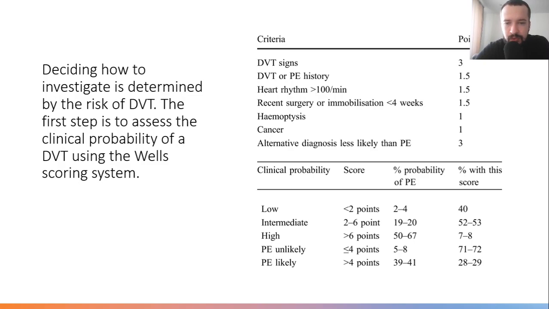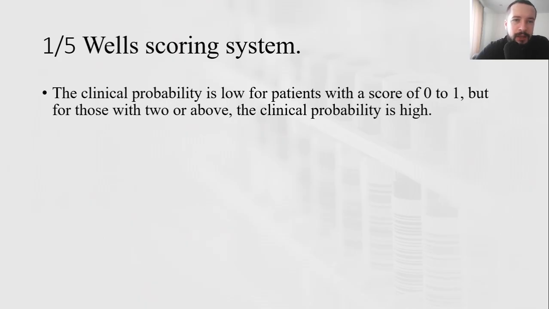Score less than 2 points, 2 to 6, more than 6; less than 4 points, more than 4 points. And there you see the percent probability of pulmonary embolism with each score. And that is how you need to check the Wells scoring system.